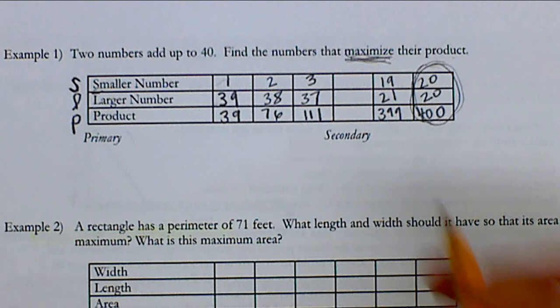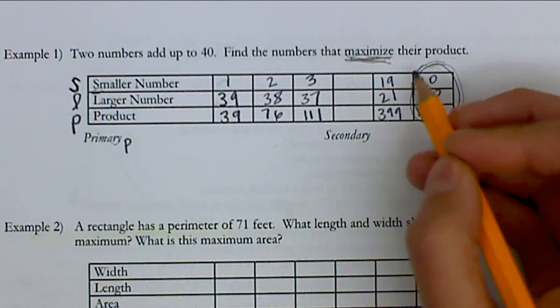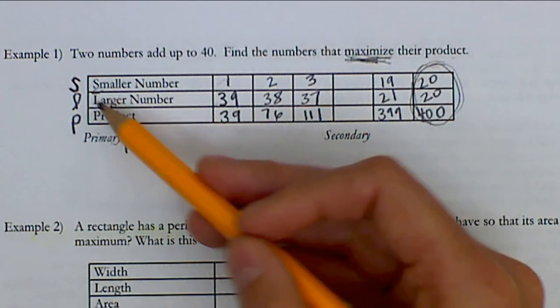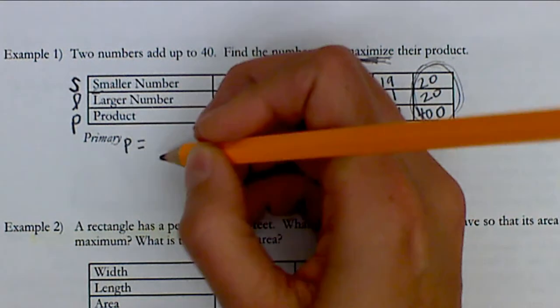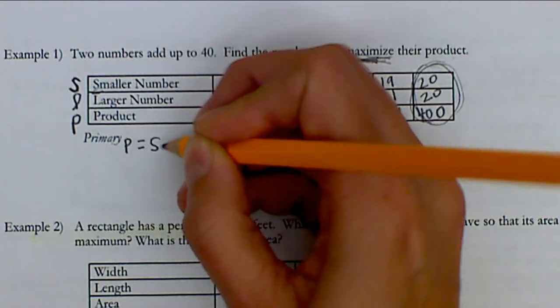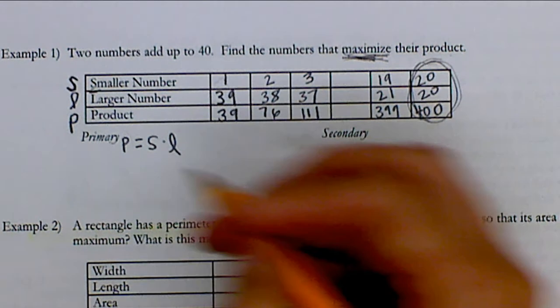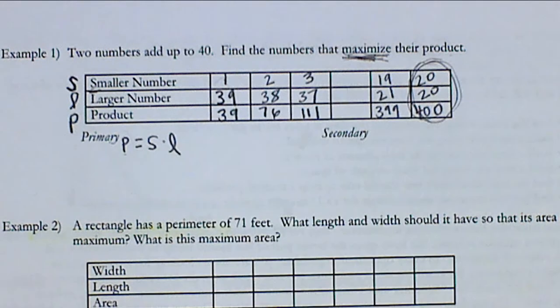And the equation that's used to maximize this, I'm trying to maximize my product. So I need to make an equation that relates these two other variables that equals the product. So I'm going to do S times L.